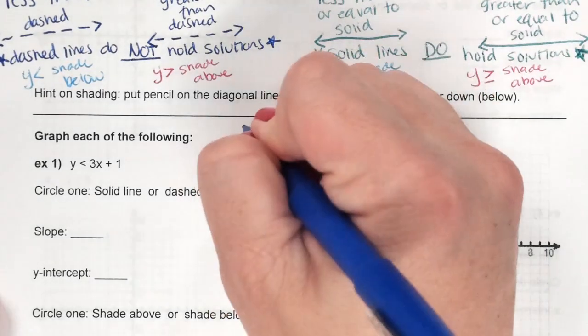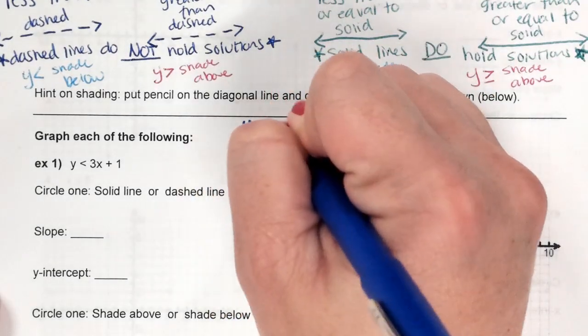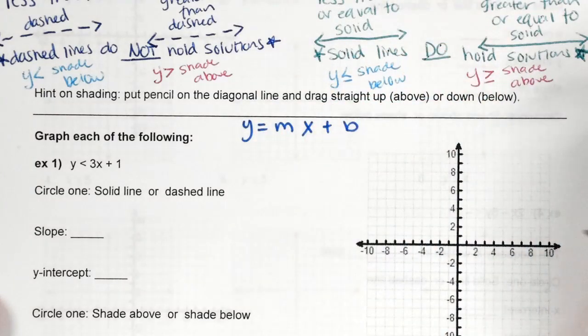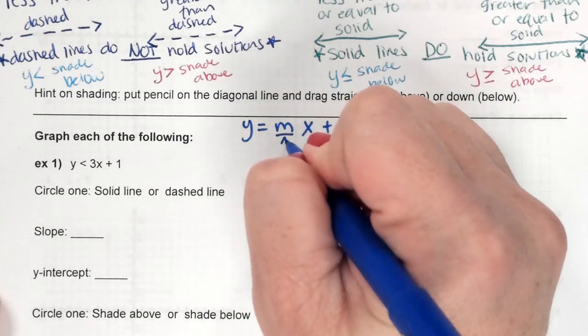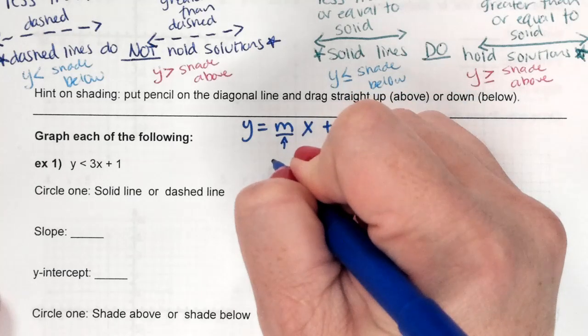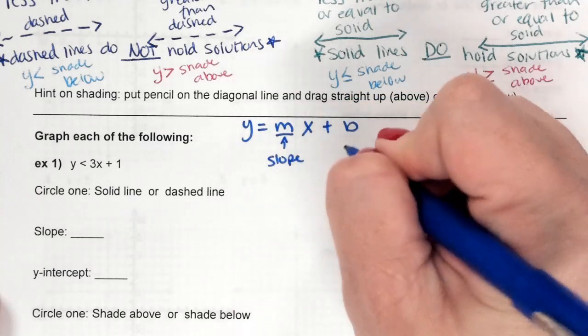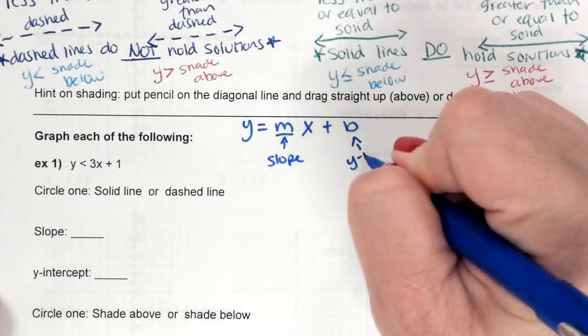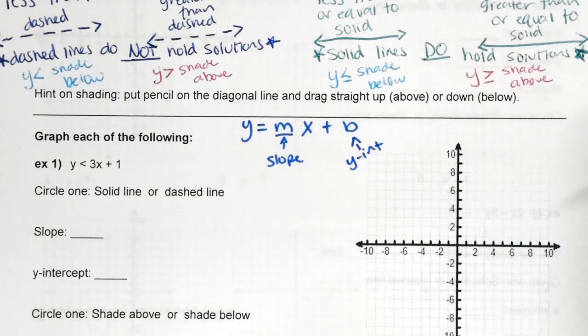So these first ones are in y equals mx plus b form. What does m stand for? Slope. And what does b stand for? That's your y-intercept. That's why we call this slope-intercept form, because it gives you your slope and it gives you your intercept. Which is nice because that means you don't have to do any math when you're graphing.